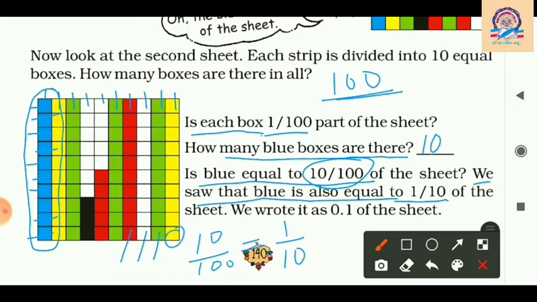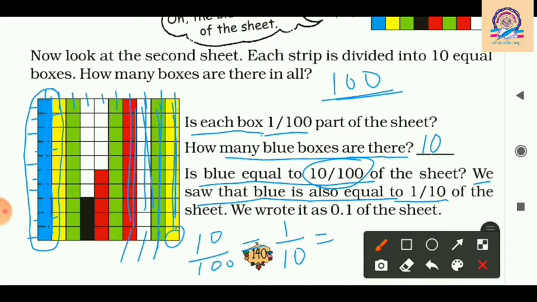Means if we join all these blue parts, and similarly also join the 10 parts of the same colors, like 10 yellows, 10 green, 10 white, 10 red, so we will get 10 parts. Sorry, not colors, 10 parts. Total number of parts will be 10. So blue will be its 1. So we can write 10 upon 100 means 1 upon 10.